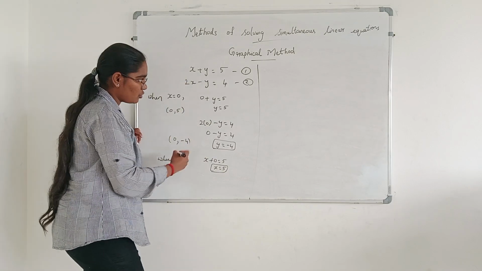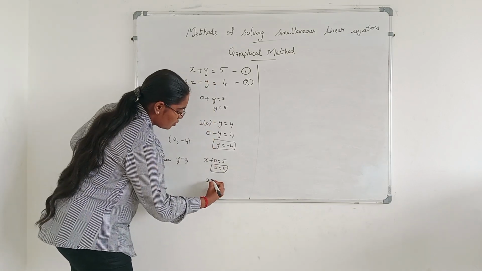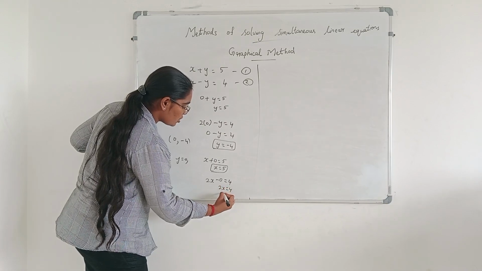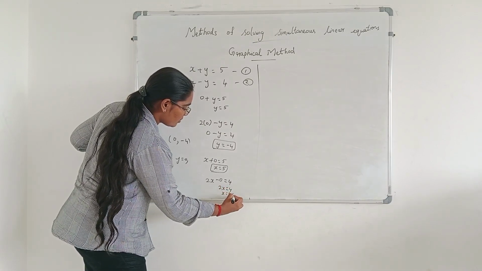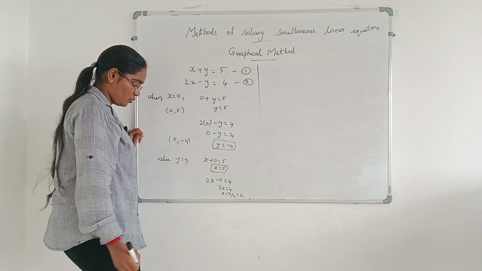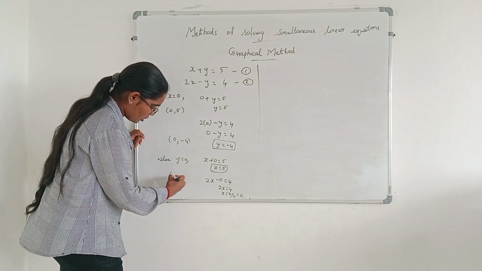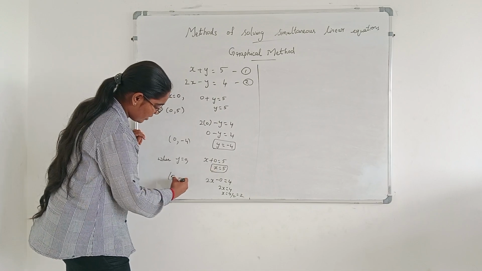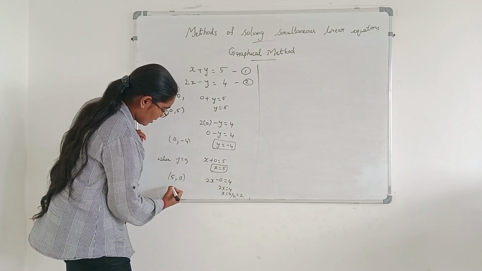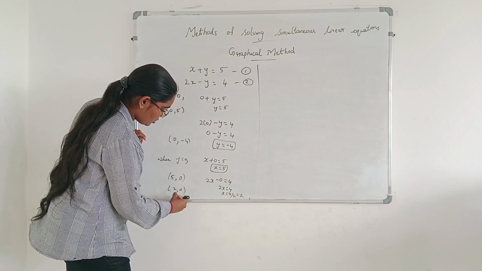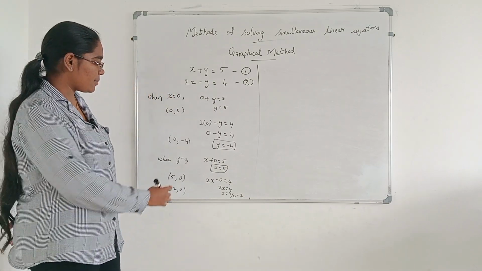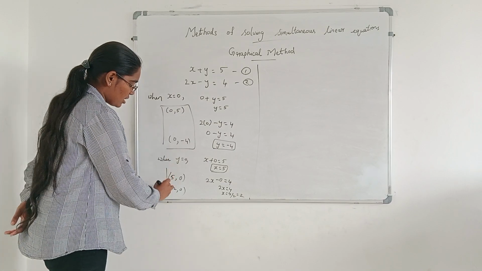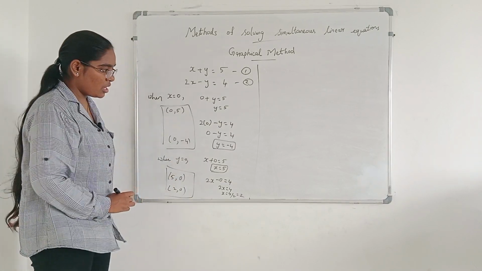Again in equation 2, when y is 0, 2x minus 0 equal to 4. So 2x equal to 4. So x equal to 4 divided by 2. Value of x is 2. So here you got in the place of x 5, y 0, and in the place of x 2, y is 0. Okay. Now we can plot these two values and these two values in a graph.